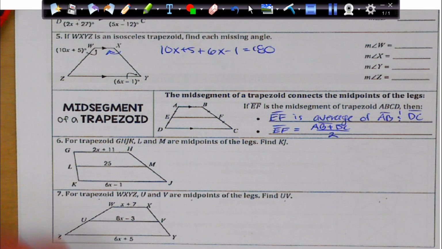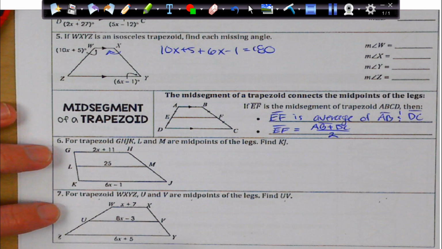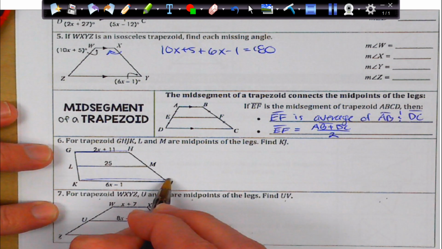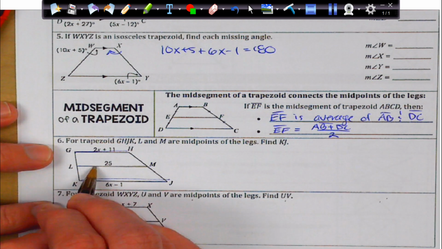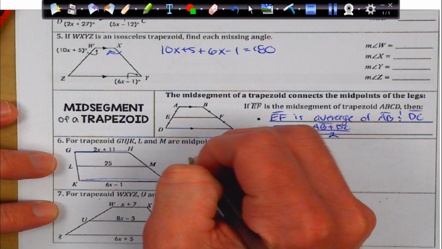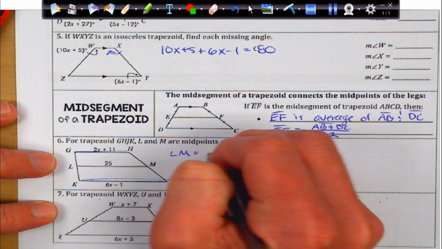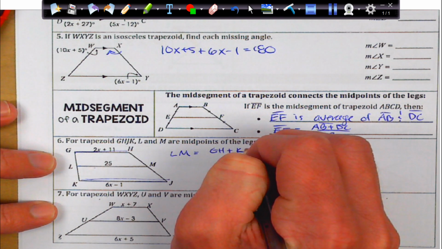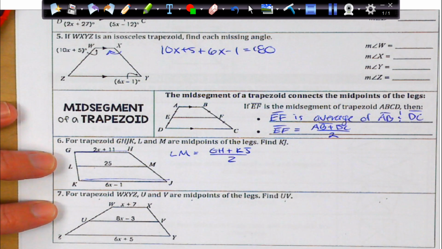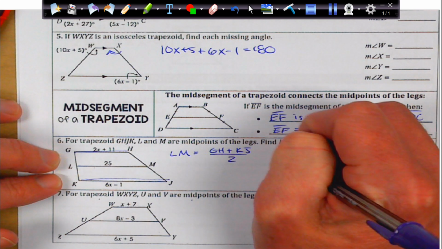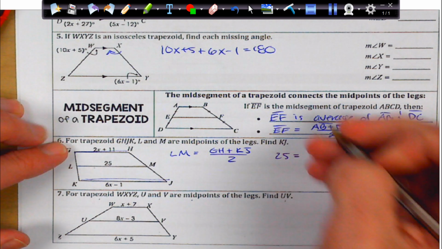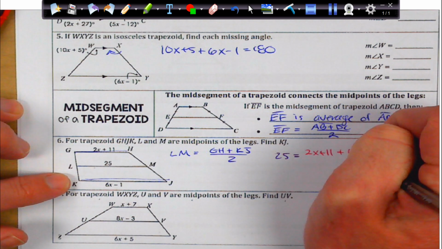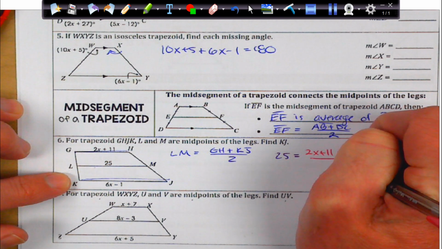So we can solve these equations by doing that, so I'll do one right here. So we take this guy and this guy, right? The little guy, the big guy. If we add them together, divide by 2, I should get this piece right here. So in written form, that'd be LM equals GH plus KJ divided by 2. And when we input that in, we should get 25 equals, and GH is going to be 2x plus 11 plus 6x minus 1, and the whole thing's divided by 2.